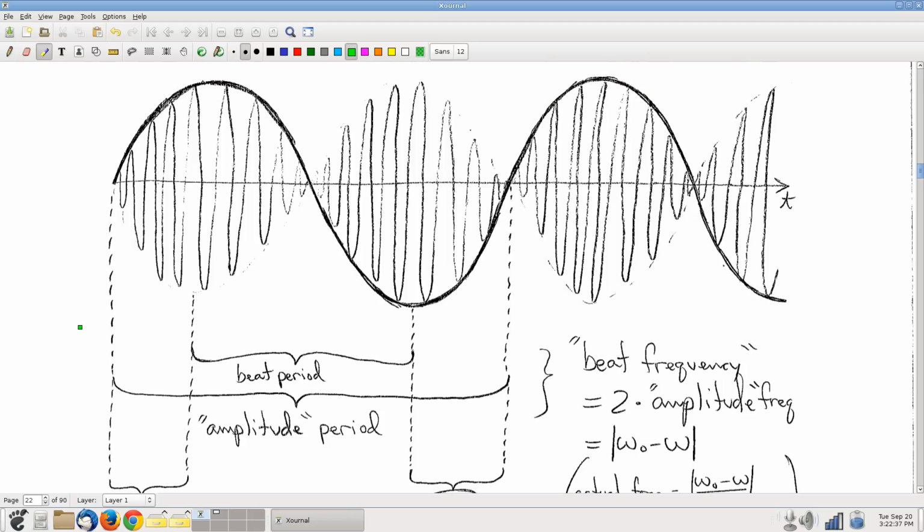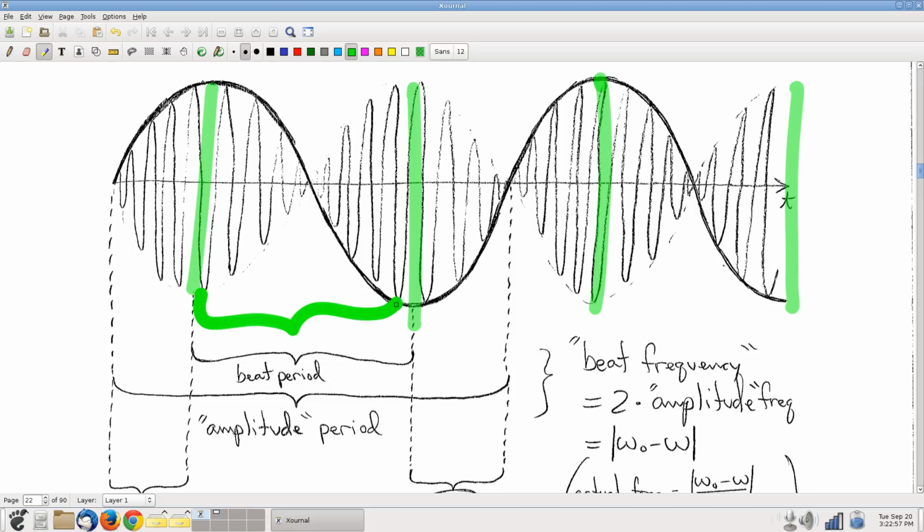If you look at this function, you'd say that there's a periodicity in here, where there's a sort of beat, and then maybe less, and then there's another beat, and then the amplitude comes down, and then the amplitude goes up again, and there's a beat. So you can see this period, I should say, we're going to call the beat period.